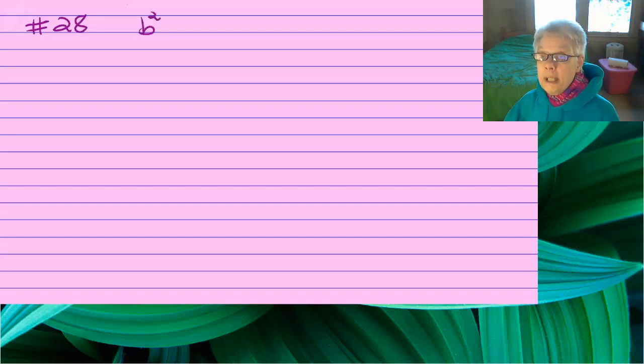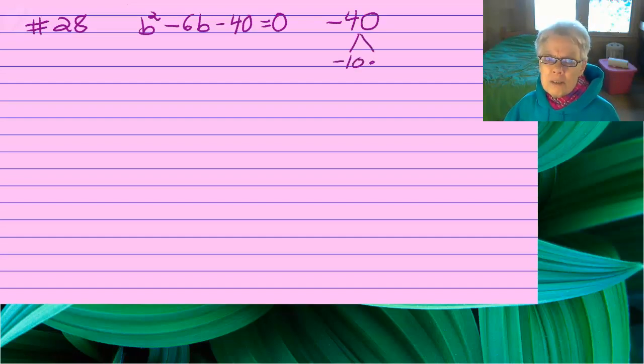So here's number 28. b squared minus 6b minus 40 equals 0. Let's see if it's factorable. When quadratics are factorable, they're much easier to solve, quicker. All right, well, 40 equals negative 10 times 4, among other numbers. And negative 10 plus 4 equals negative 6, which is the b number.